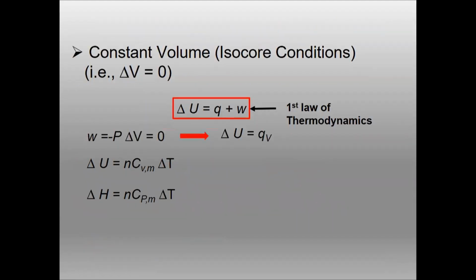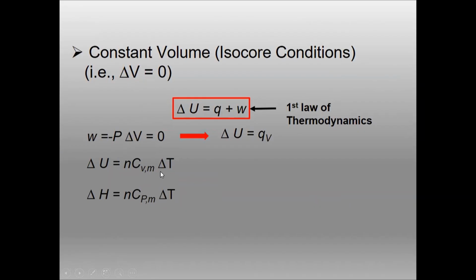All right, so constant volume, which is the second condition that we went over. The constant volume, which is isochoric condition. That means delta V is equal to 0. If delta V is equal to 0, then the work is 0. As you can see from this here, the work is 0. And that means delta U equals Q. And what is delta U equal to? nCvm delta T. So once you get the delta U, you can get Q. And what is delta H? nCpm delta T.